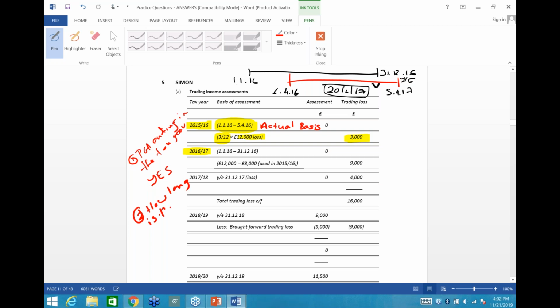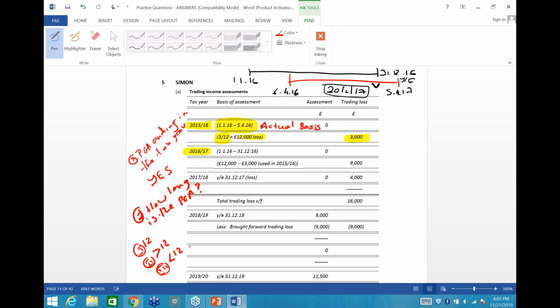Then you ask the second question, how long is the period of account? There are three possible answers here. One, it can be 12 months. It can be more than 12 months. It can be less than 12 months. These rules, you don't have any other choice. You have to memorize it and accordingly apply it.